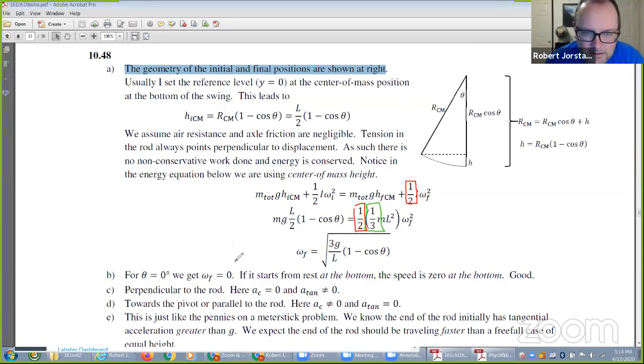All right, from there, it looks like I didn't solve for the right thing, did I? It looks like I found omega final, but what was I asking for? I have forgotten already. Let's go back and look.